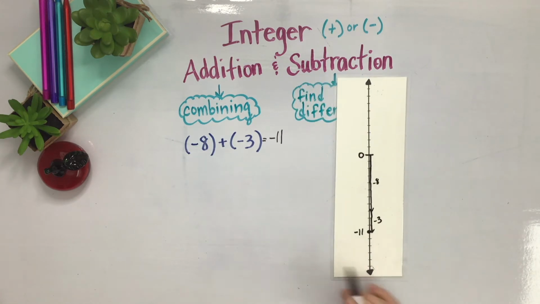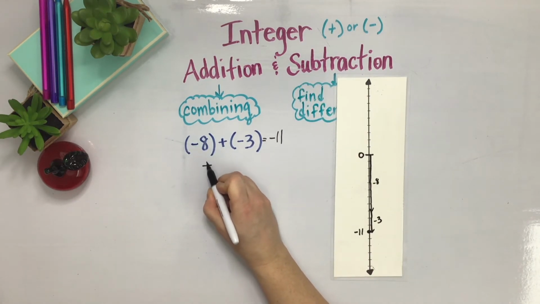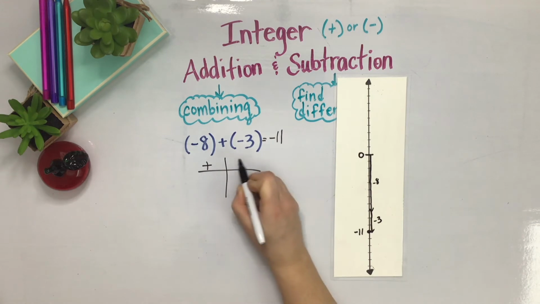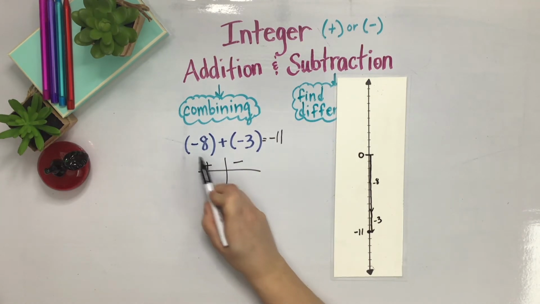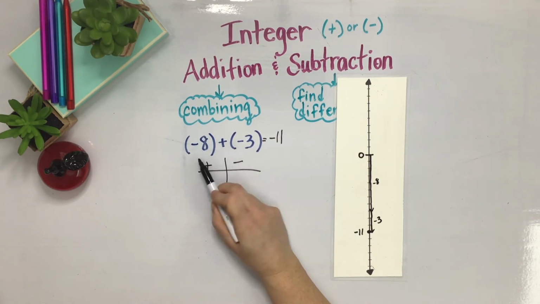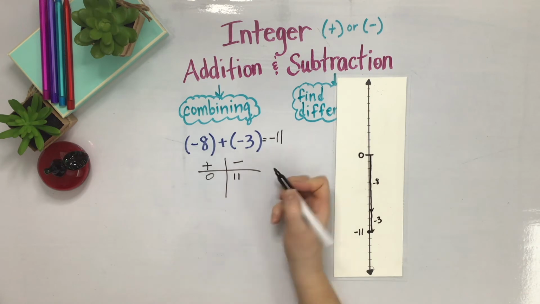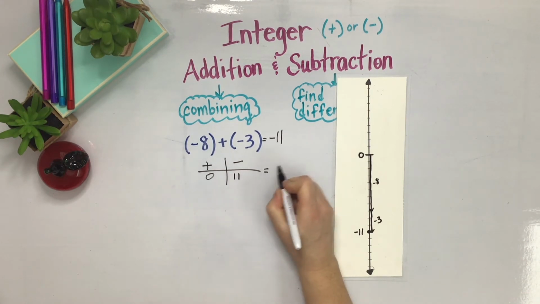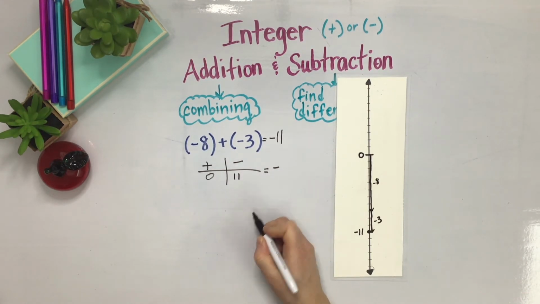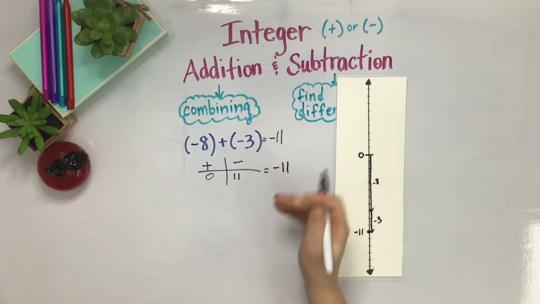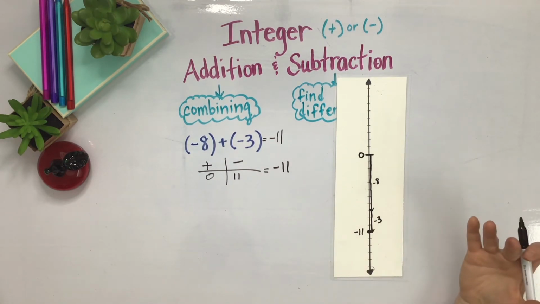If you want to think of this as the teams situation that I mentioned before, let's see, I've got positive team has 0. Positive team did not score. Negative team has a total of 8 and 3, which is 11. So who wins this game? Negative team wins by how much? By 11. No matter which way you look at it, negative 11 is the answer.